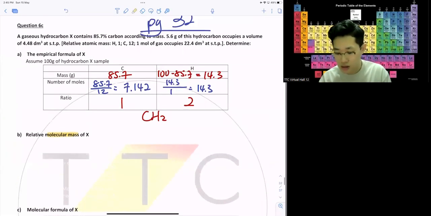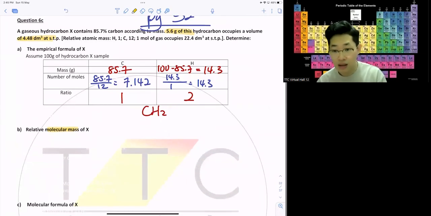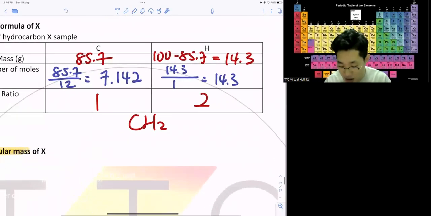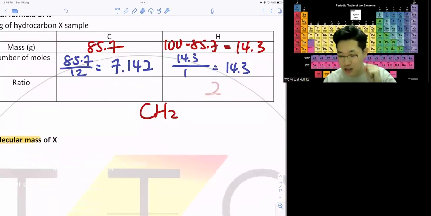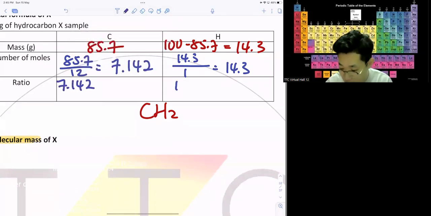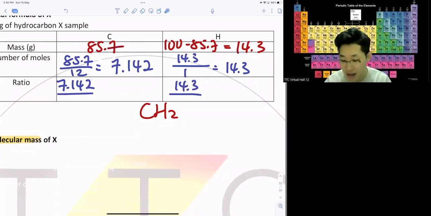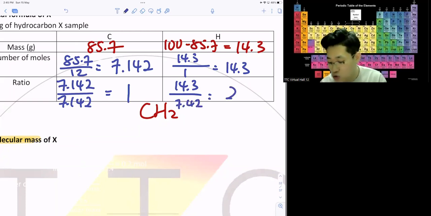How? So this is why they gave you these two values. They want you to understand that, okay, for those who don't know how to get the answer for the empirical formula, after you got the mole, you bring all the moles down and divide by the smaller one. Which one is smaller? 7.1, okay, 7.142. So we can make the smaller side become 1. 1 to 2, like that.